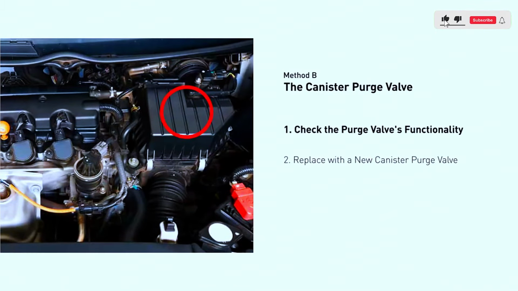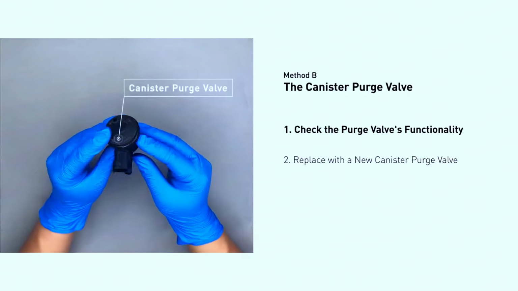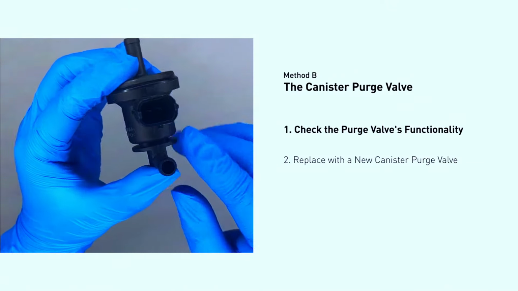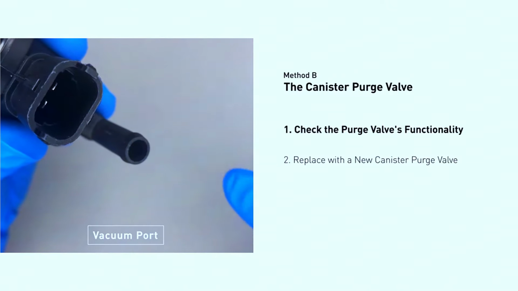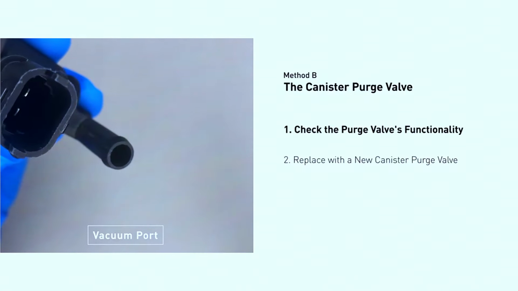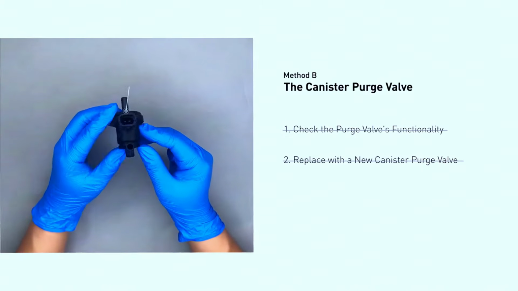Step 2: Inspect the Evap purge control valve, optional. The location can vary by car model. Consult your repair manual or a quick web search to find it. With the engine running, carefully place your finger over the vacuum hose connected to the valve. You should feel a slight suction. If not, the valve might be stuck and need replacing.